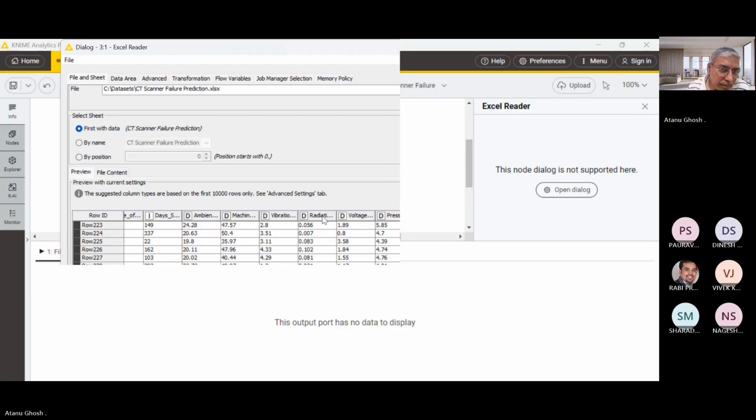Do you think radiation leakage will play a role in building this model, or will be used to collect the data and build a model? Yes or no?